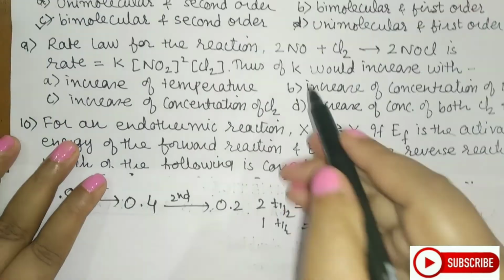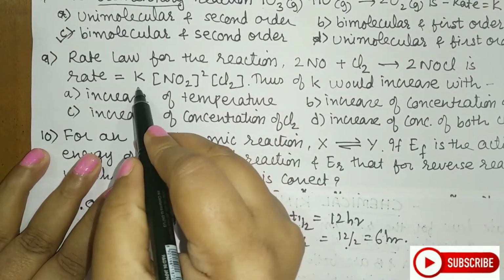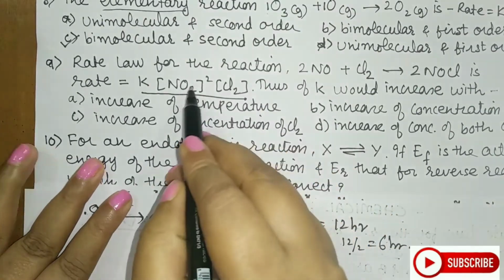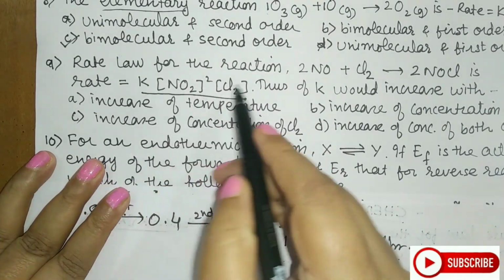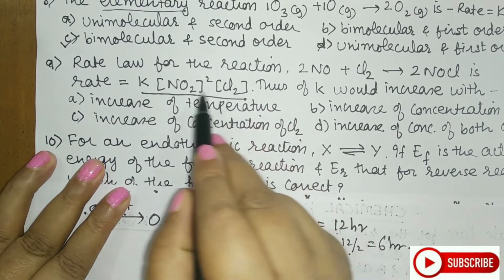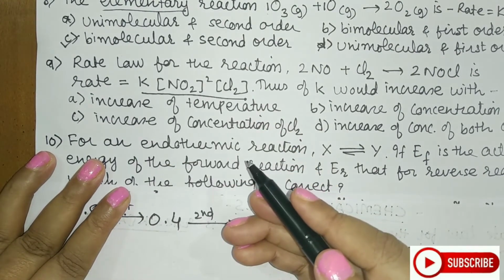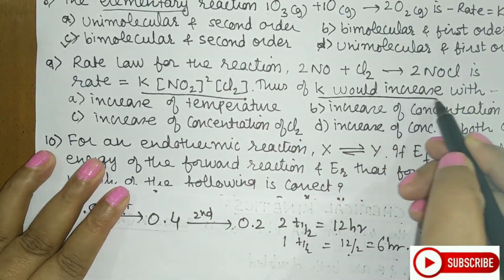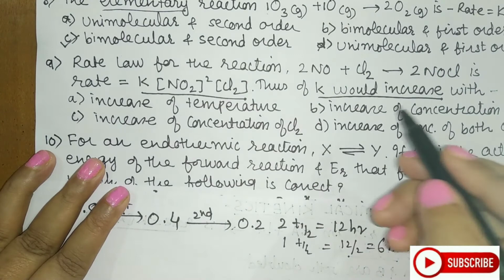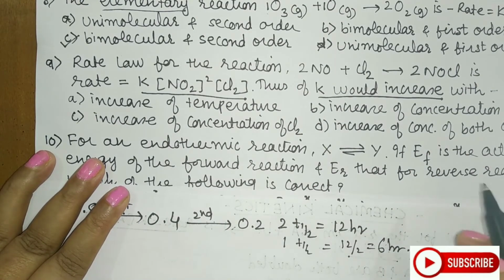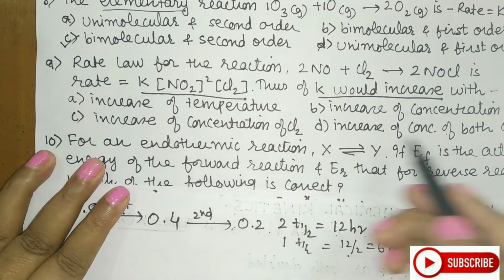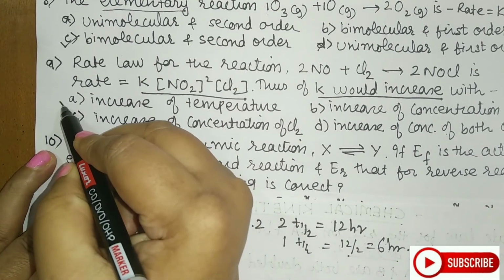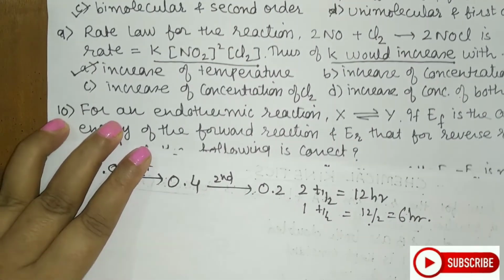Next. The rate law for the reaction which is given is this. Now students, if you see the rate law, it is of second order with respect to NO2, first order with respect to Cl2, and third order if I consider the overall order. But the question is that K would increase with. Always remember, K or the rate constant depends only and only on the temperature. It does not depend upon any other factor. So what all other things are given, I will not go for it. The answer here is increases with increase in temperature.